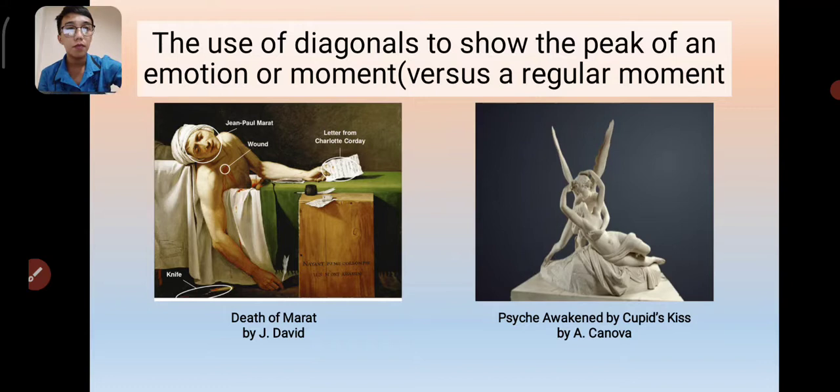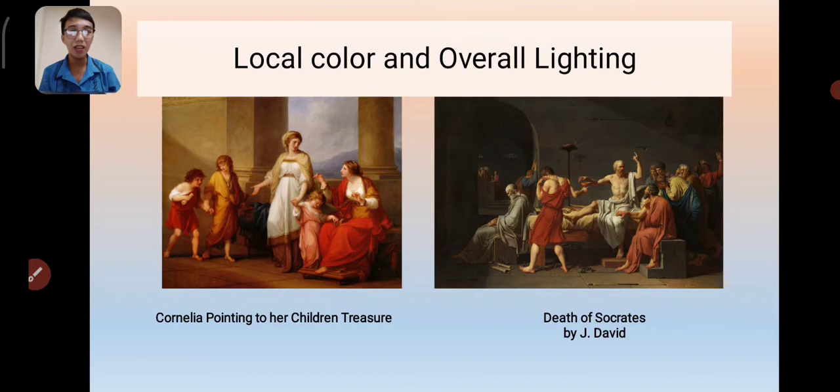Next one is the local color and overall lighting. Di ba ang ganda niya? So the best example here is Cornelia Pointing to Her Children as Her Treasures and The Death of Socrates by Jacques-Louis David. Napakaganda no, yung mga local color ang ginamit, and the overall lighting, so very elegant to sight in our naked eye.